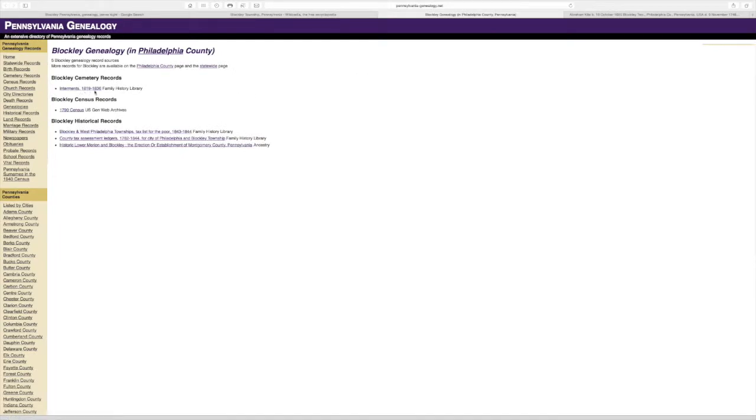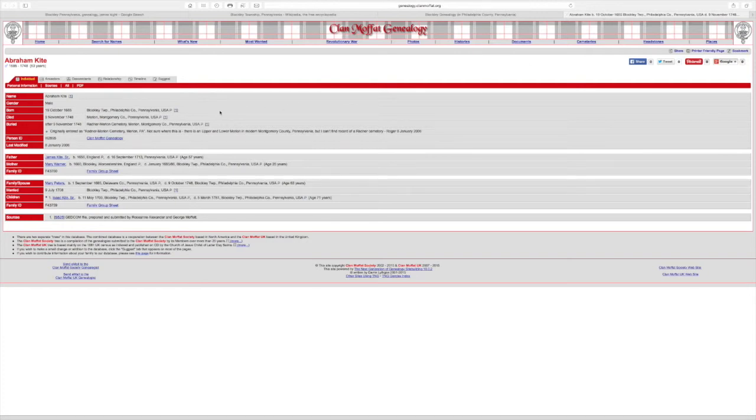So we have an interments section, a link there, 1790 census, but that's much later than when our subject was born and lived. So none of those really strike my fancy right off the bat. So let's take a look here. Abraham Kite, Blockley Township. So probably they're going to be related. Oh, and look. His father was James Kite Sr., born in 1656.